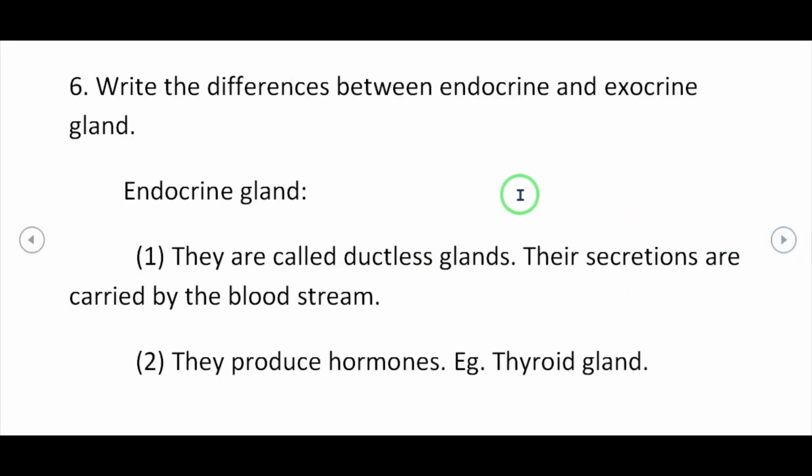The next one, question number 6. Write the differences between endocrine and exocrine gland. This is not given in your book. Endocrine gland. They are called ductless glands. Their secretions are carried by the bloodstream. They produce hormones. Example, thyroid gland.